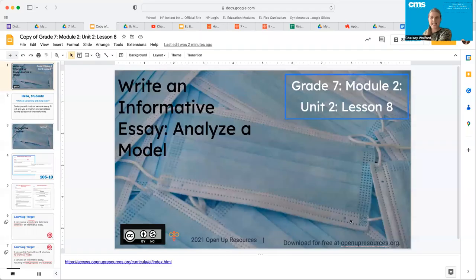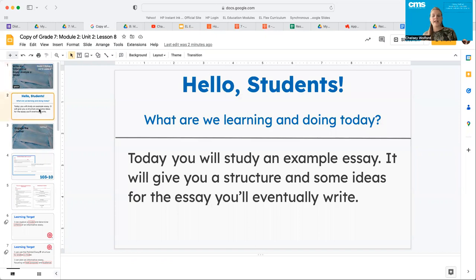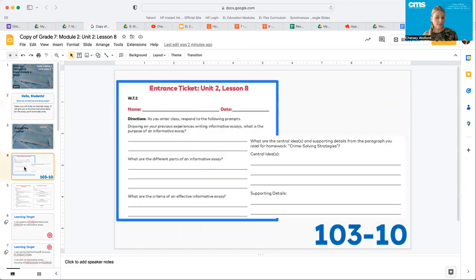Hello, seventh grade. We are jumping into lesson 8 today. We are going to analyze a model informative essay. Before we do that, let's look at number one, what we're doing and our entrance ticket. So today you're going to study an example essay. It will give you structure and some ideas for the essay that you're going to eventually write yourself.